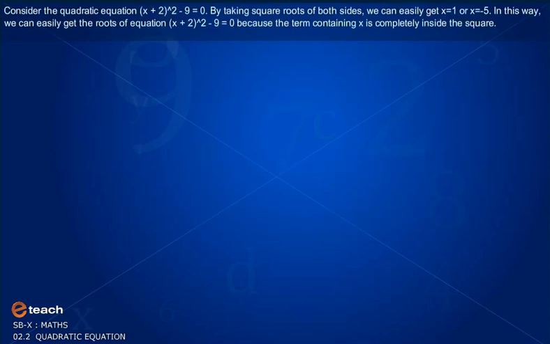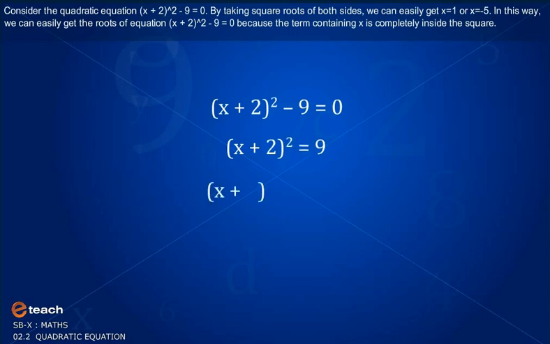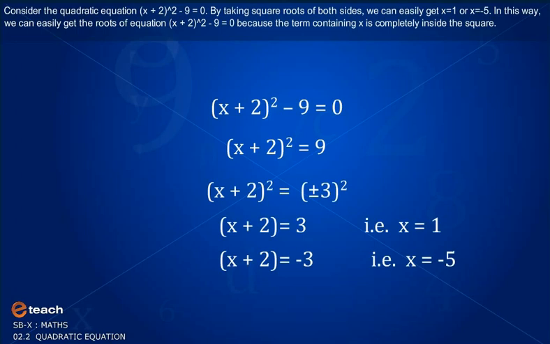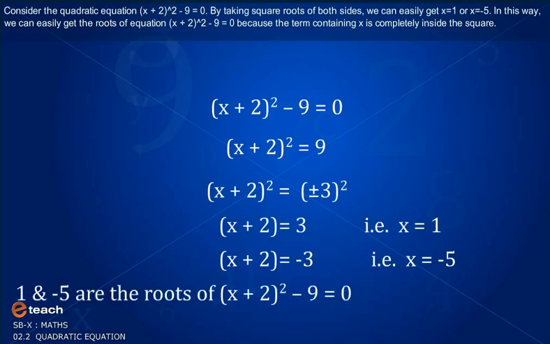Consider the quadratic equation x plus 2 whole square minus 9 is equal to 0. By taking square roots of both the sides, we can easily get x is equal to 1 or x is equal to minus 5. In this way, we can easily get the roots of the equation x plus 2 whole square minus 9 is equal to 0 because the term containing x is completely inside the square.